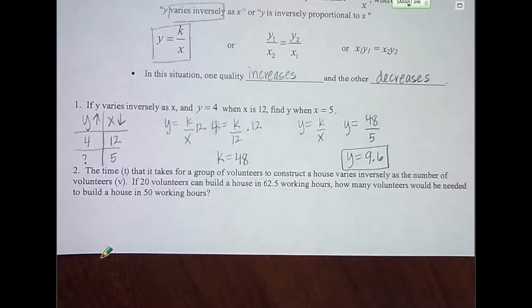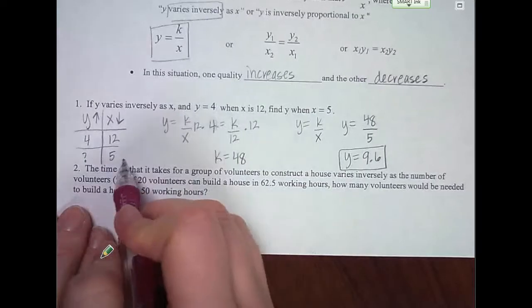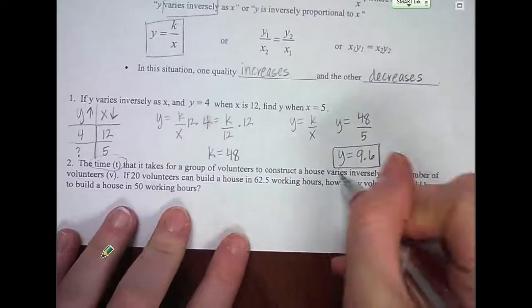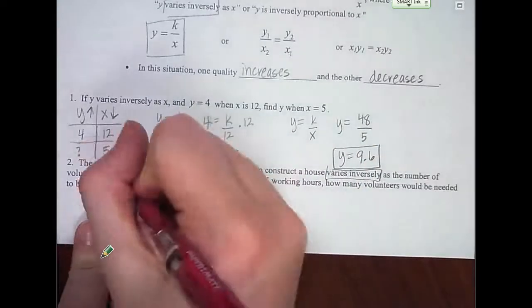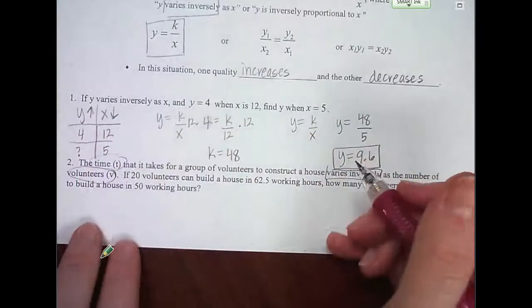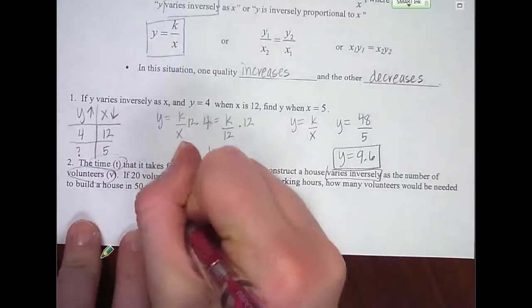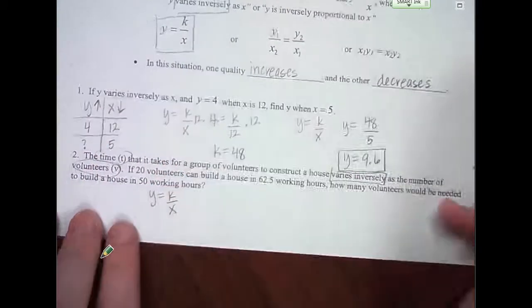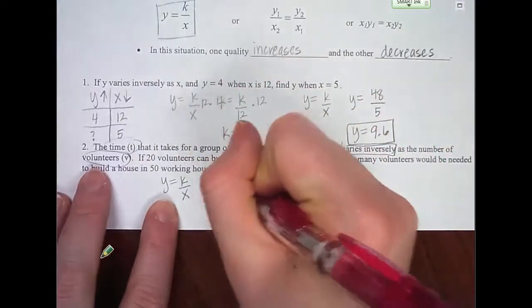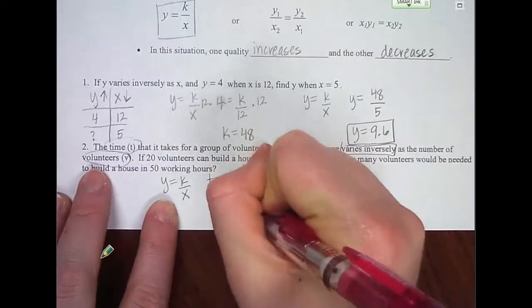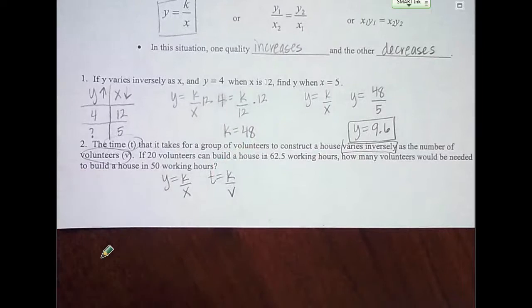Okay, number 2. The time T that it takes for a group of volunteers to construct a house. So we're talking about time. It says varies inversely as the number of volunteers. Okay, so our equation, y equals k over x. Instead of y, we're going to have time. And instead of x, we're going to have V for volunteers.